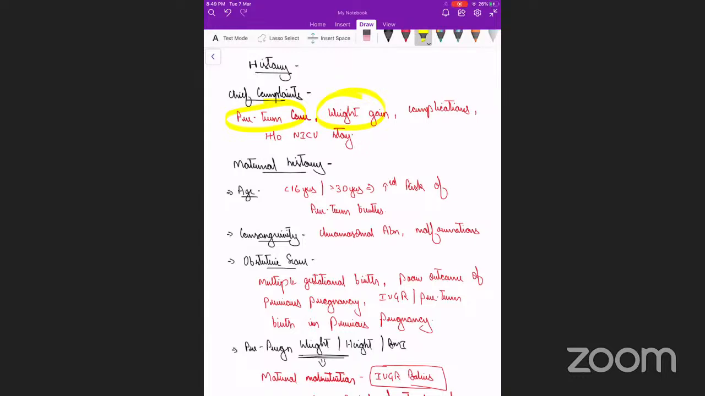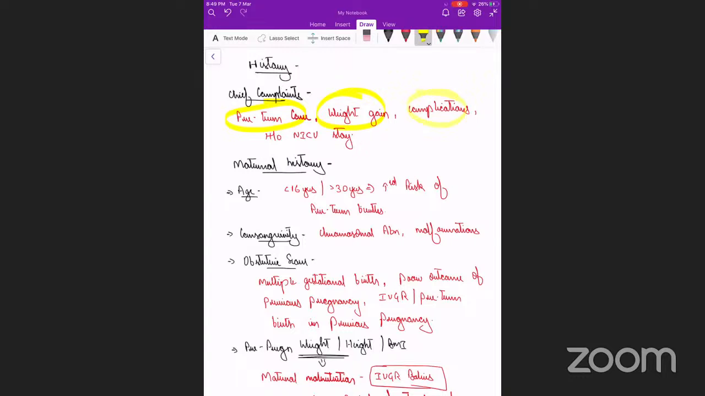So these can be the chief complaints. Next is maternal history. Maternal age less than 20 years and more than 30 years carries an increased risk of preterm births. And if consanguinity is present, abnormalities can be there. This can lead to symmetric IUGR. This also can lead to a preterm baby.